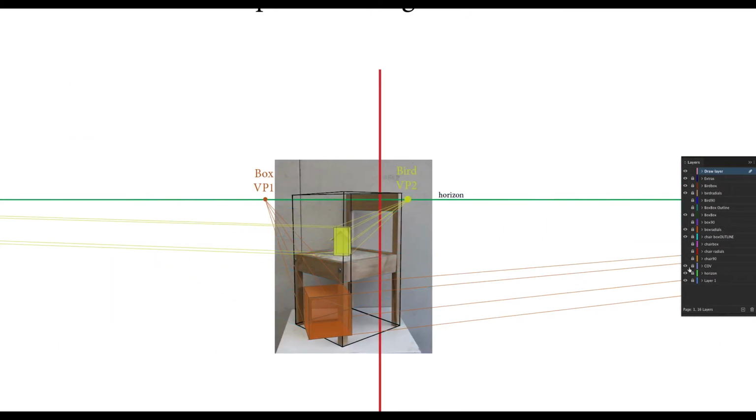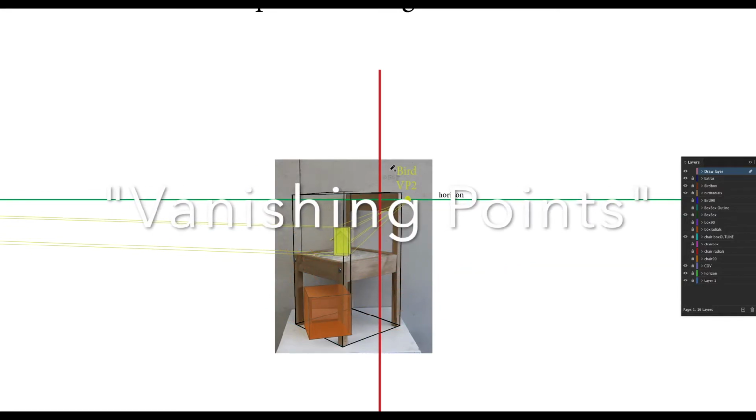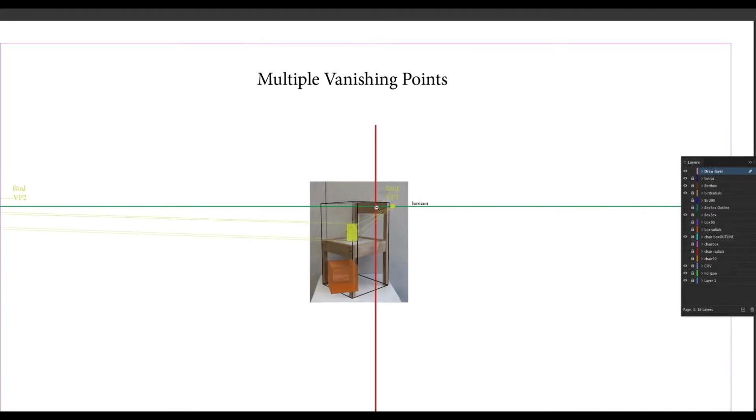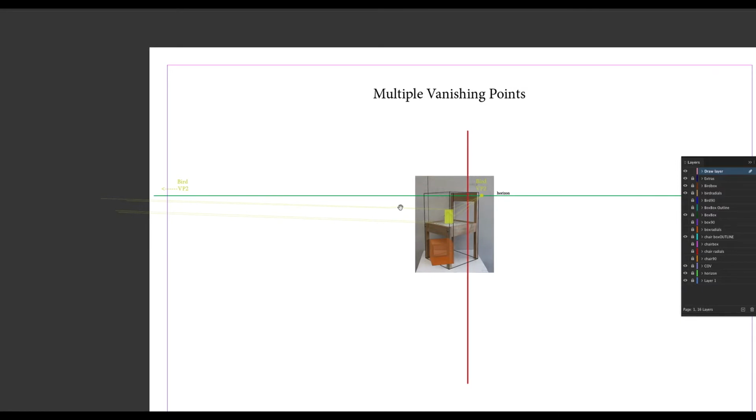So what's going on with these viewpoints? You'll see one of them is very close to the center of vision. So what happens to the other one is it's way further away from our center of vision. Because again, the closer one viewpoint is to the center of vision, the further away the other viewpoint is.